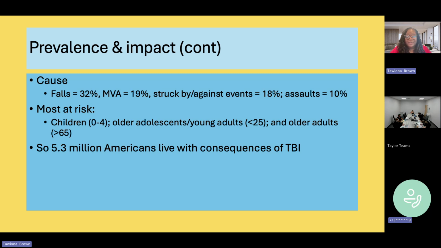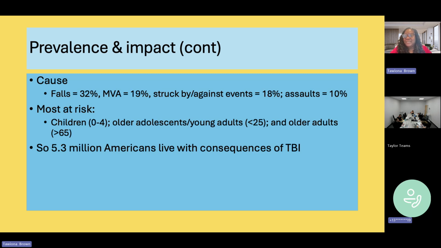25 years or less, just because it's youth, motor vehicle accidents. Sometimes, I hope I'm not insulting you guys, sometimes recklessness, oftentimes sports injuries. And then your aging adults, those greater than 65 years of age. Because what do aging adults do a lot? They fall.